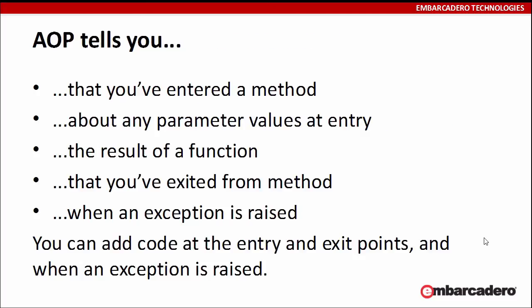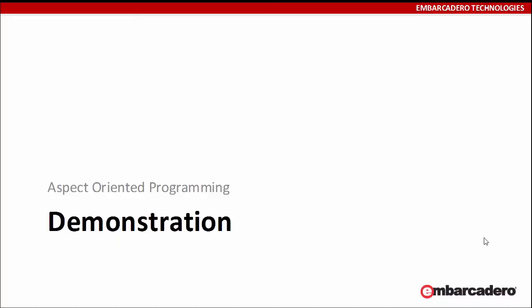Aspect-oriented programming tells you a few things. First, it can tell you that you've entered a method. It can tell you about any parameter values at the entry of the method. It can tell you the result of any function call. It tells you that you've exited from that method, and it can also let you know when an exception is raised. You can add code at the entry and exit points, and you can call code when an exception gets raised. This is the basics of what aspect-oriented programming does, and it allows you to alter the code that gets executed without actually having to change the code itself. There's really no better way to understand it than to take a look at a quick demonstration, and we'll do that right now.